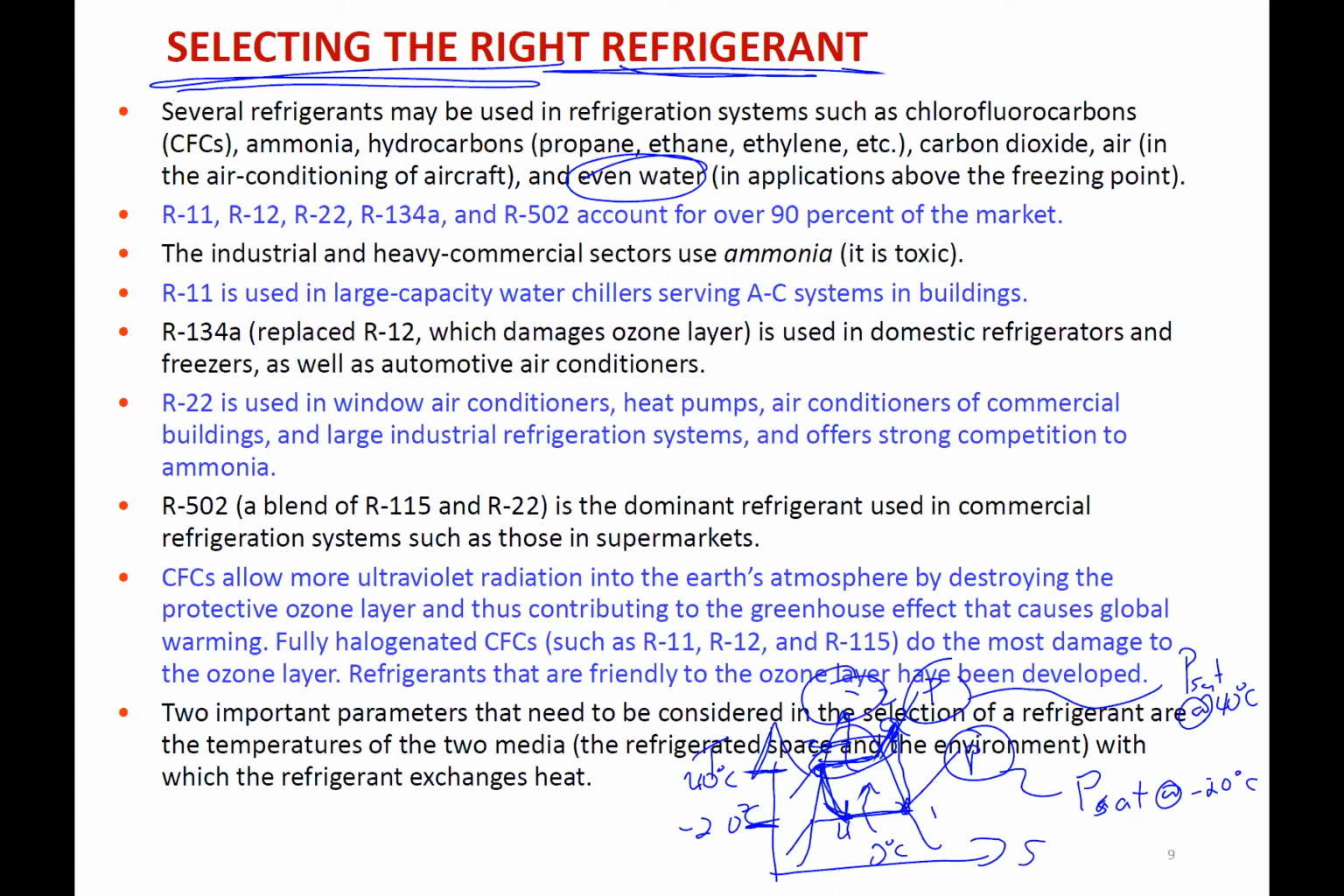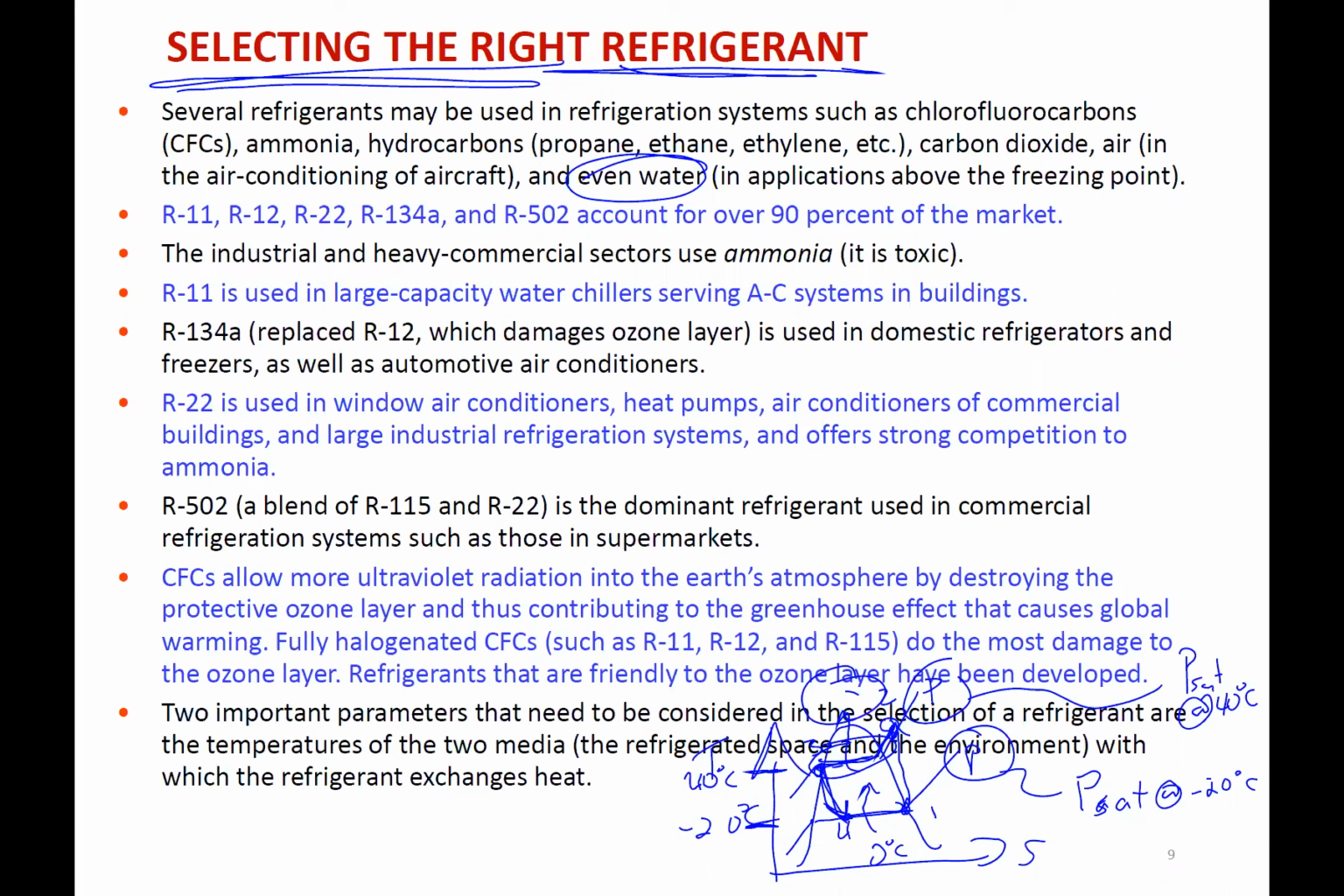And that's where refrigerants come in, for those temperatures. So we have these different refrigerants. Even carbon dioxide can be one, but usually it's a different cycle than what I'm already showing. Same with air; we'll see air later. But ammonia is a common one, and the chlorofluorocarbons, CFCs. These account for over 90% of the market: R11, R12, R22, R134A, and R502.